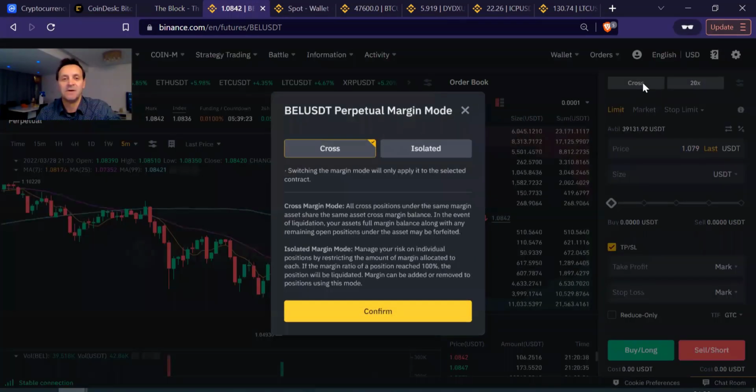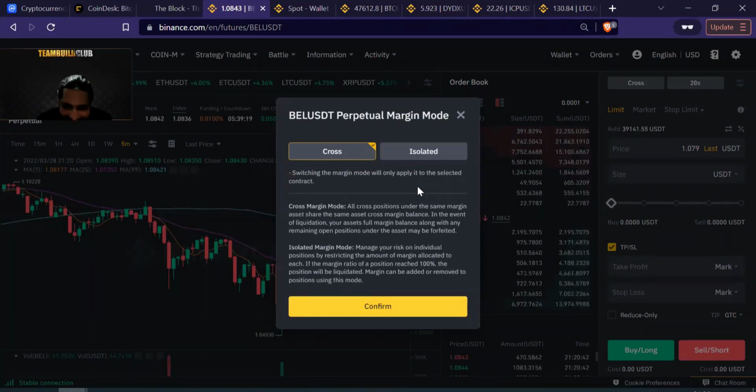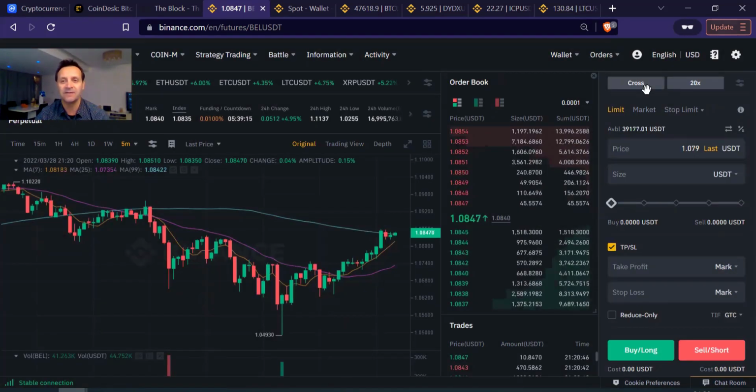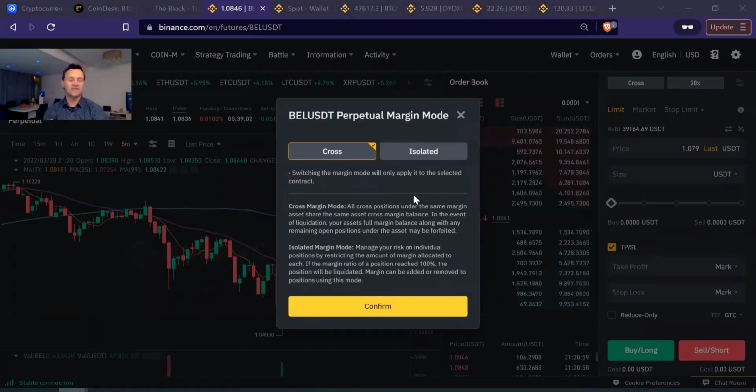No problem, you want me to explain. Yes, you can explain the cross or isolated, then what is the 20x. So when we click here on the top, cross, it opens two options, cross and isolated. And there are advantages and disadvantages of both, different ways to do this trading.